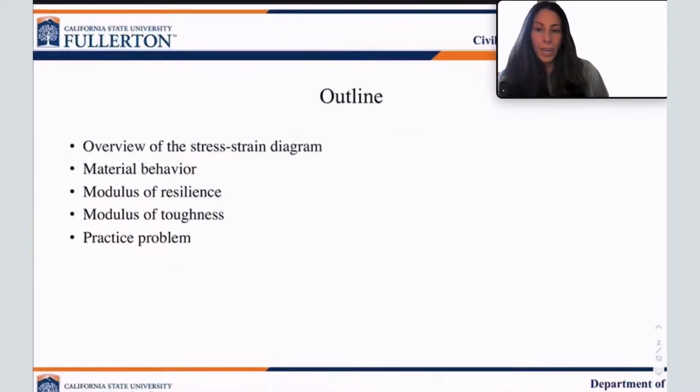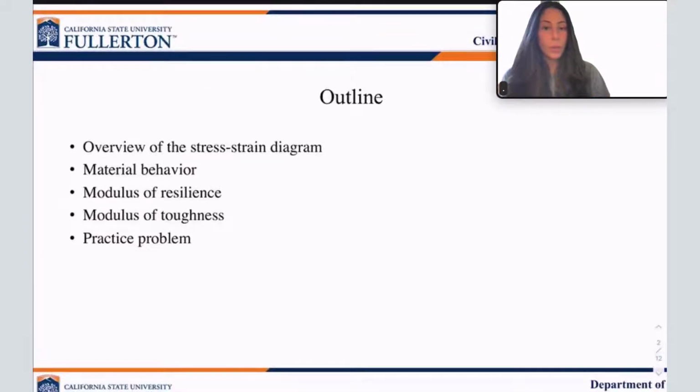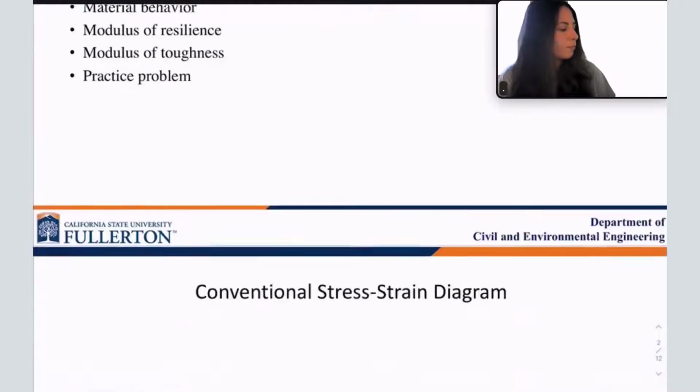As an outline for today, we're going to go over the overview of the stress-strain diagram. I'm going to go over different types of material behaviors. We're going to quickly cover the modulus of resilience and the modulus of toughness, and then I'm going to leave you with a practice problem to try what you learned today on your own.